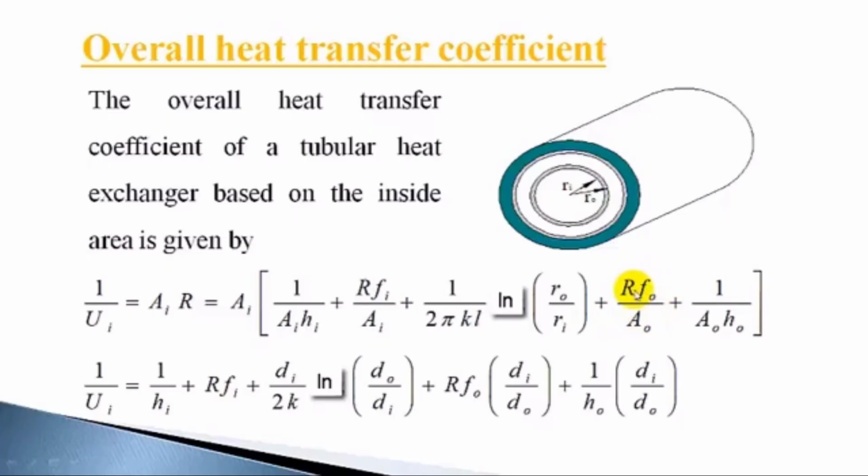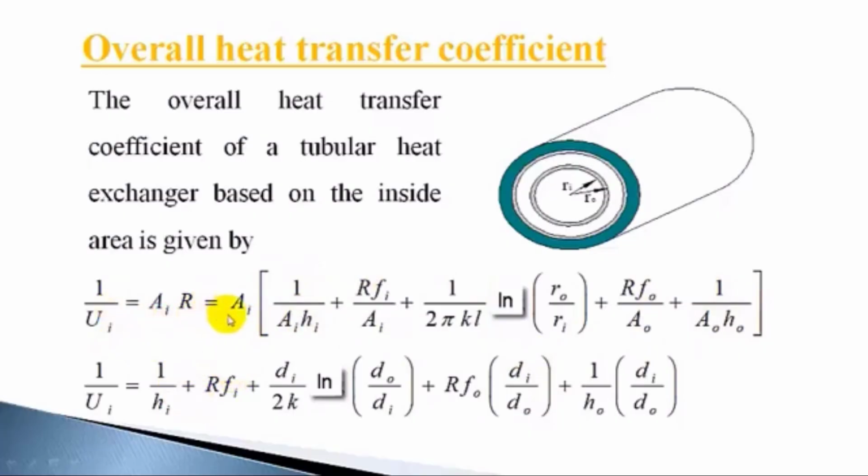This is for unit area. Fouling factor is for unit area. What is the resistance for unit area? Divided by area will give the resistance for the total area, plus convection resistance from outside, 1 by A0 H0. So this inside bracket is the total resistance to heat flow; into AI will give the 1 by UI.